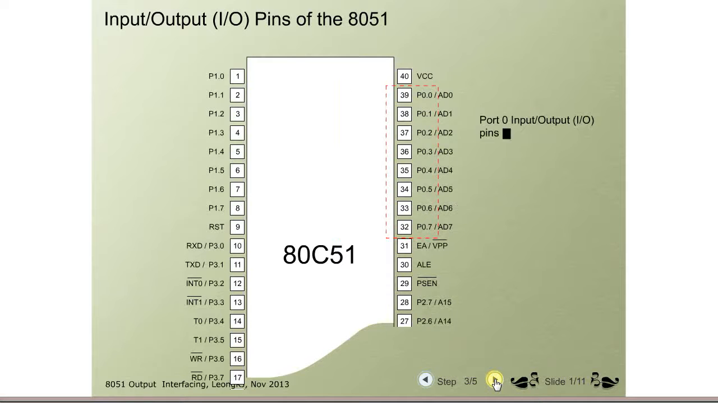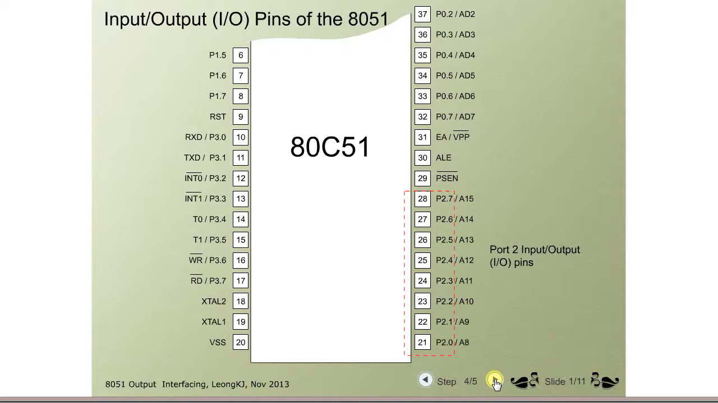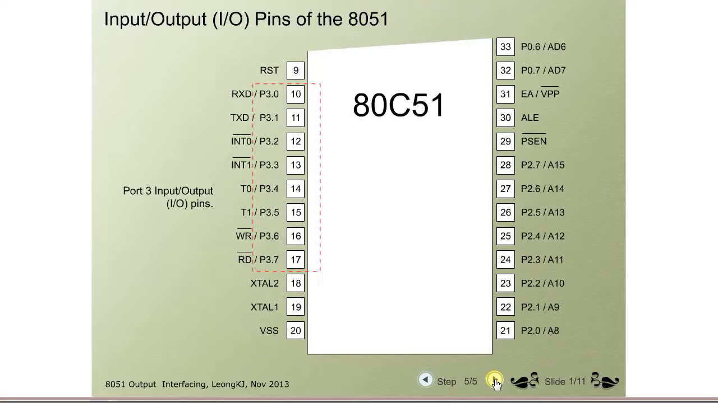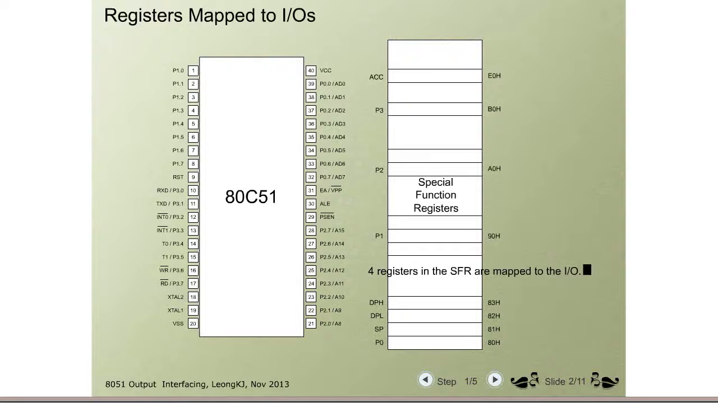This is port 0. There are also 8 I/O pins. This is port 2. This is port 3. All registers in the special function registers are mapped to the I/O pins. This is register P0, and it is related to port 0. This is register port 1. Port 2. Port 3.